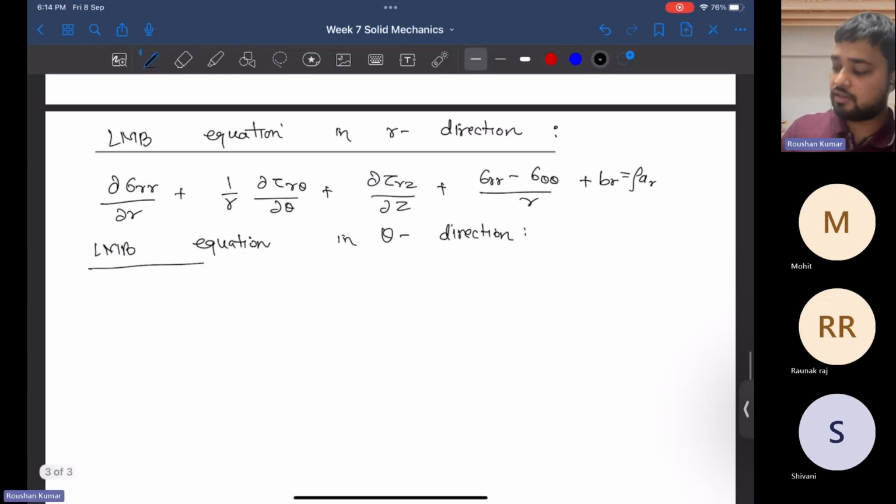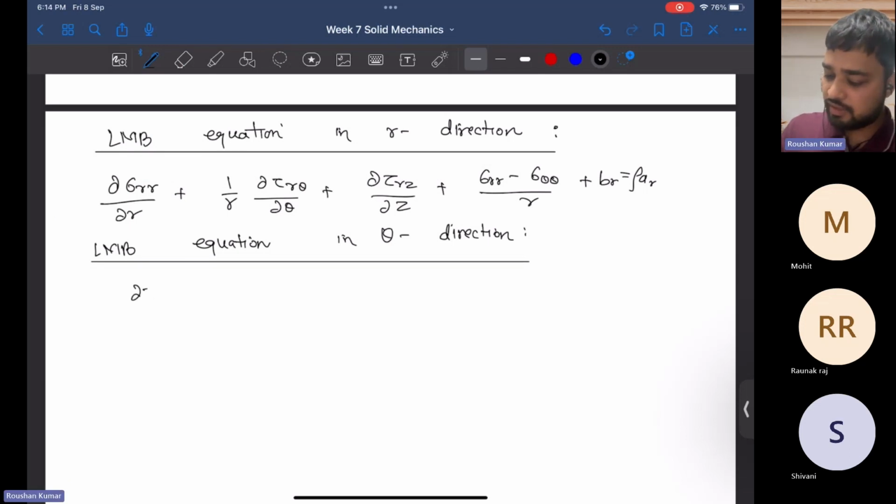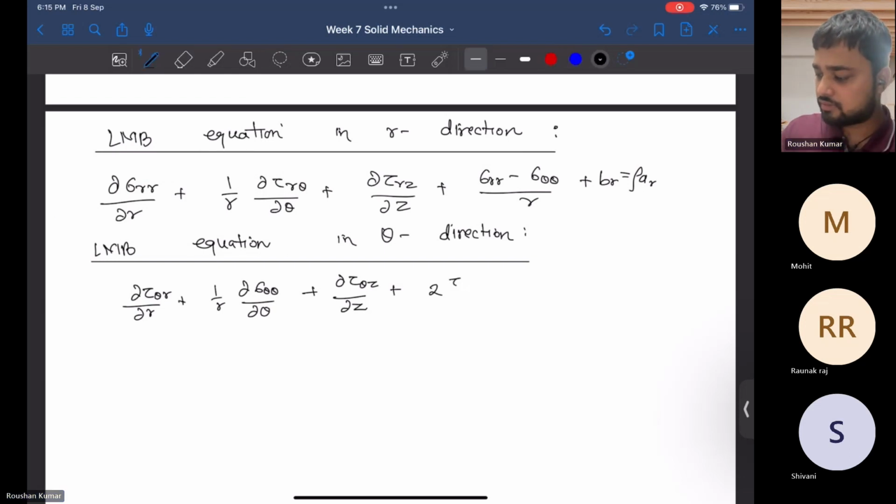LMB equation in theta direction. It is given by del tau theta r upon del r plus 1 by r del sigma theta theta upon del theta plus del tau theta z upon del z plus 2 times tau r theta upon r plus b theta is equal to rho times a theta.